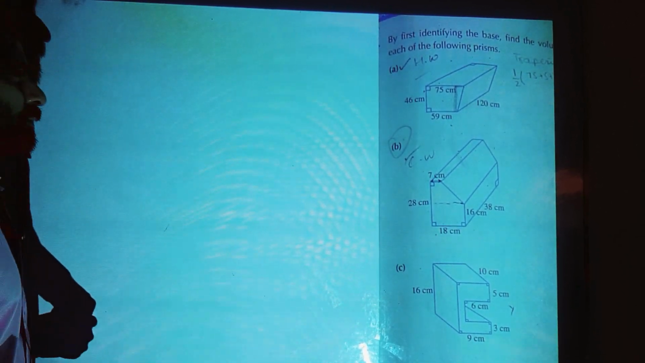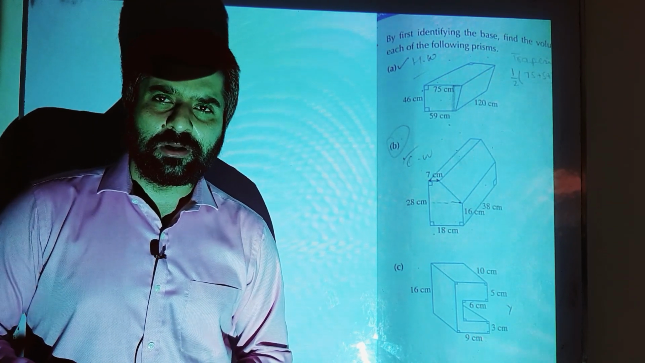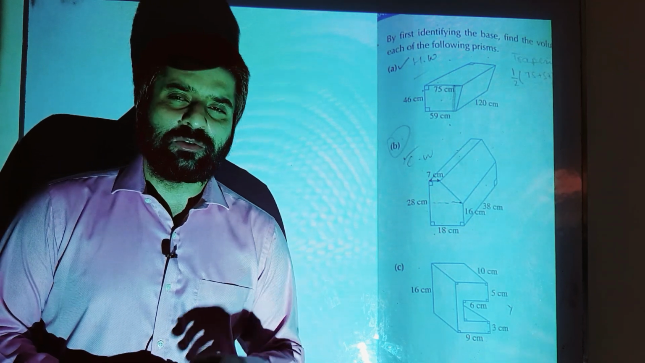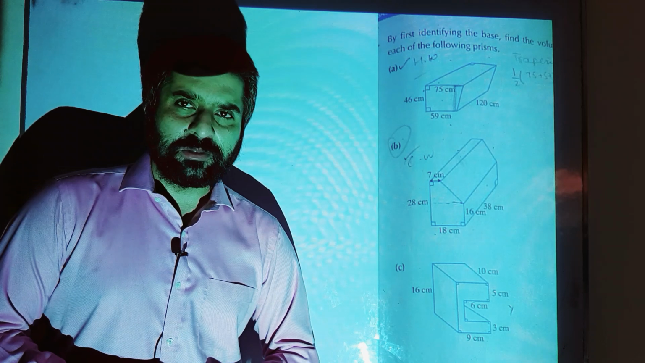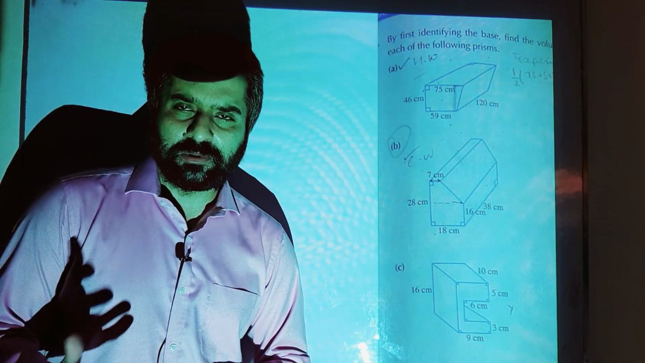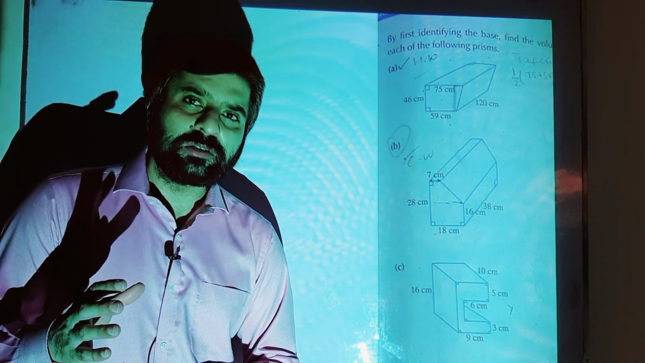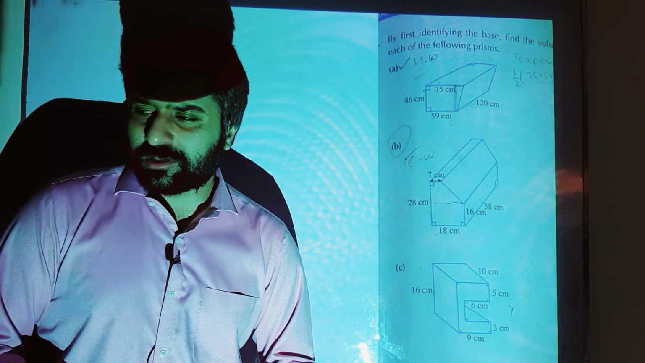In this lesson, I am going to discuss the concept of volume and surface area of a prism. Now, first of all, we should know what is a prism. A prism is a shape which has uniform cross section throughout its length. Let me give you an example.